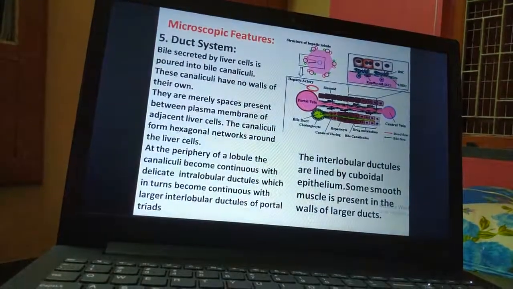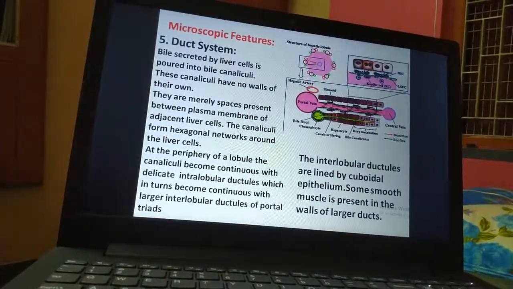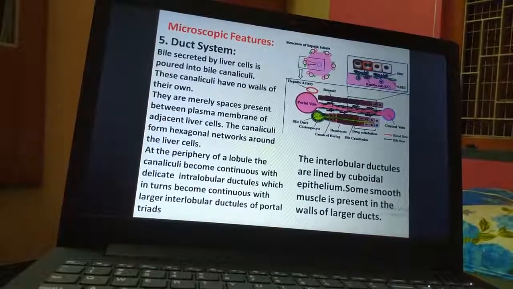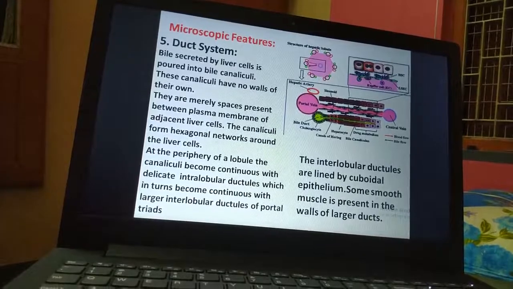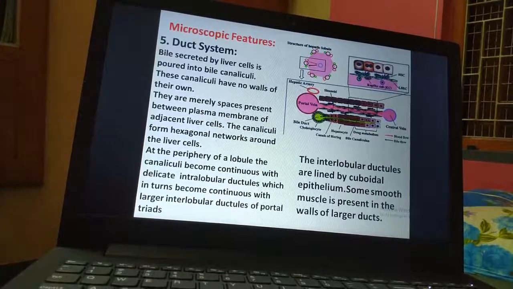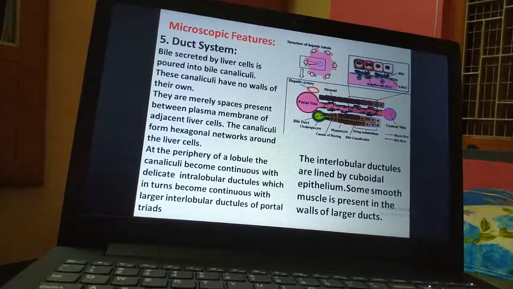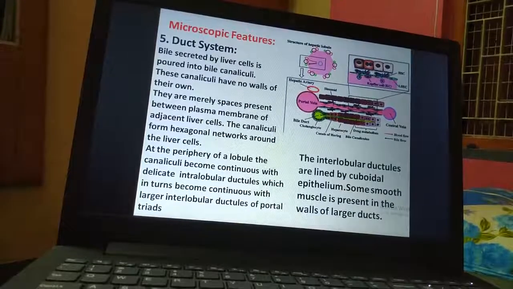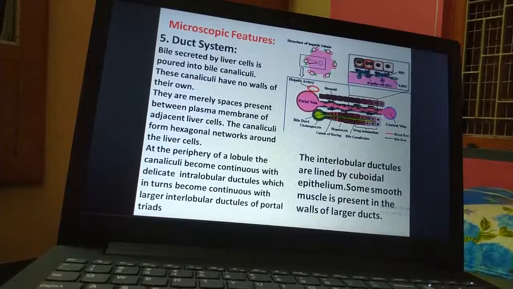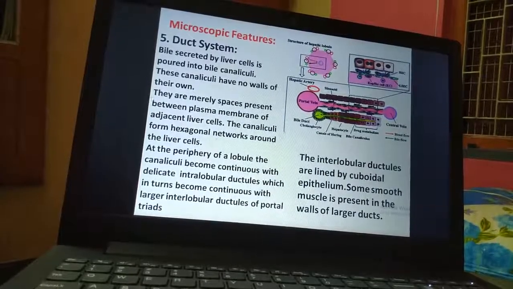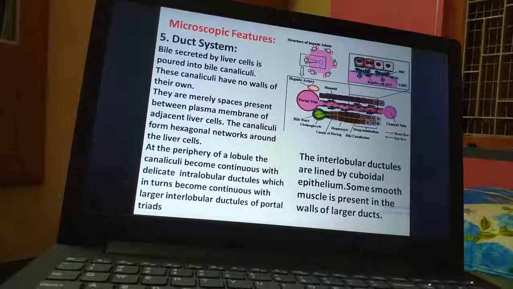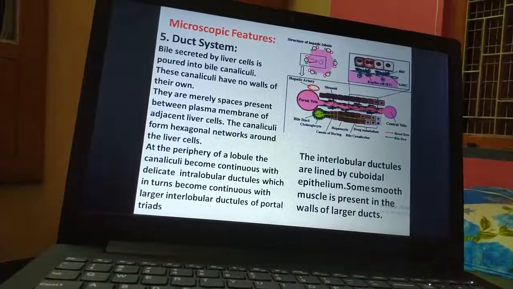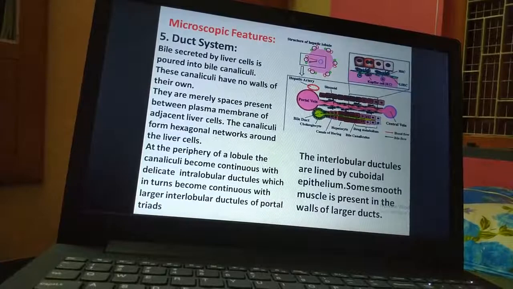Coming to the microscopic features of the duct system of the liver, bile secreted by the liver cells is poured into the bile canaliculi. These canaliculi have no walls of their own, and they are merely spaces present between the plasma membranes of adjacent liver cells. The canaliculi form a hexagonal network around the liver cells. At the periphery of the lobule, the canaliculi become continuous with delicate interlobular ductules, which in turn become continuous with larger interlobular ductules of the portal triads.